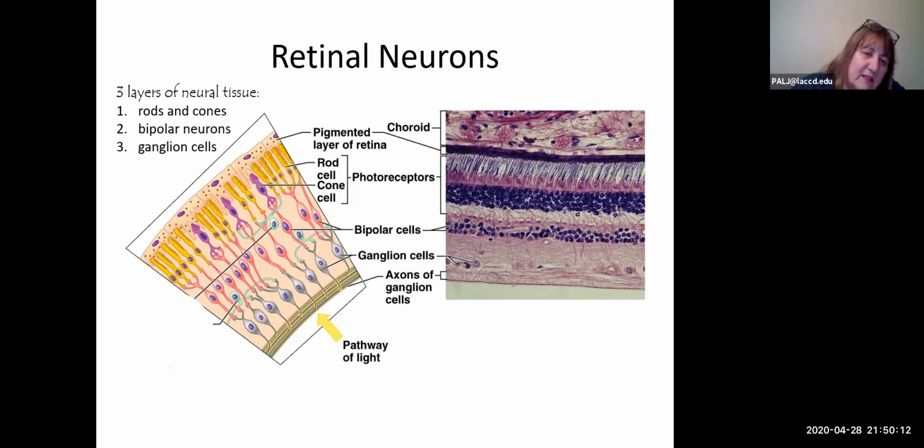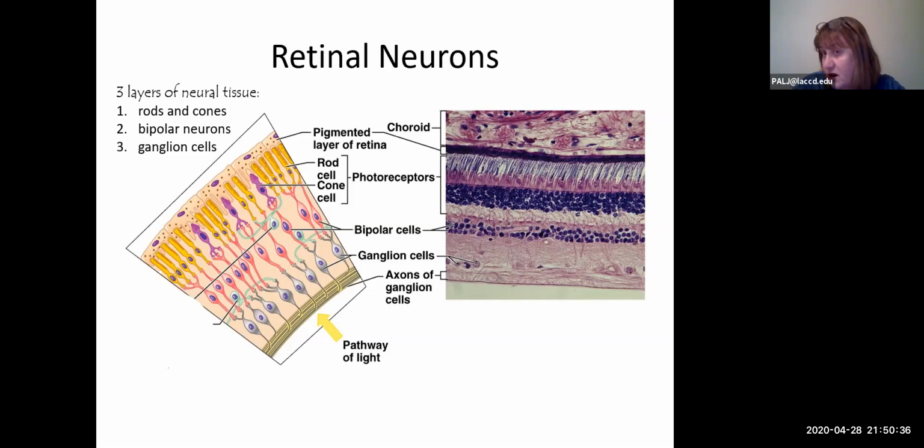And then look what happens, which is really kind of cool. All the axons of all the ganglion cells are now in the area that's closest to the vitreous humor. And so they all travel together, and they're all going to merge, and they go out through that optic disc to form the optic nerve. Okay. So in all the mammals, the cells are arranged this way. The rods and cones are the deepest, bipolar neurons in the middle, ganglion cells are the more superficial.